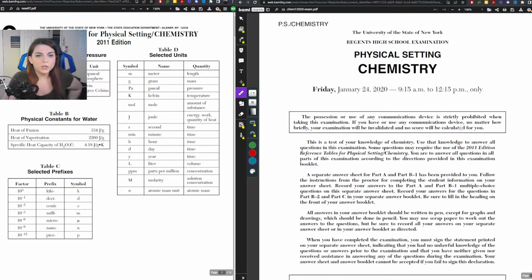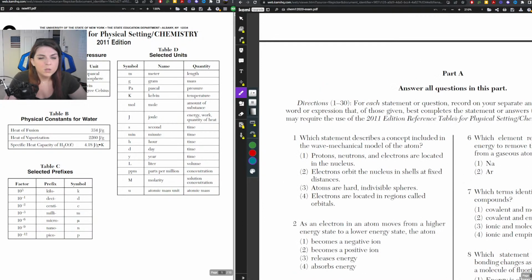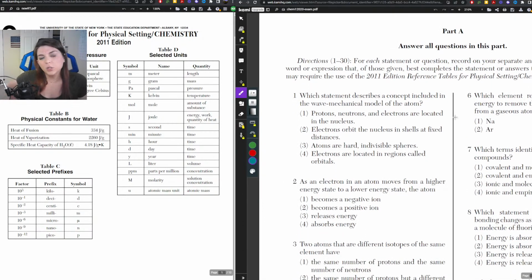Let's get right into it. We're going to start with number 1, part A. Okay, jumping straight into it. Which statement describes a concept included in the wave mechanical model of the atom?